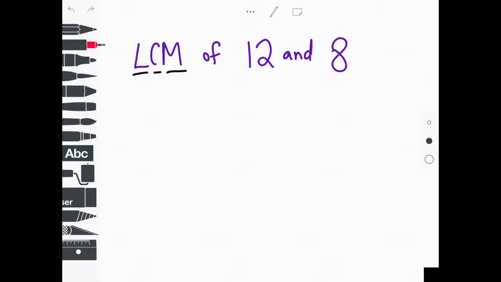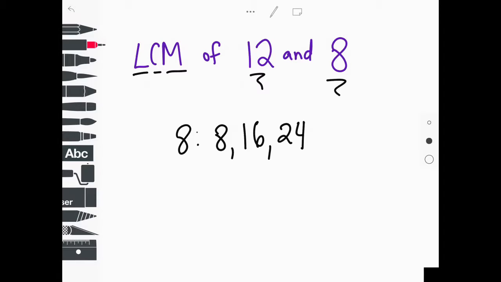So we need to see what the multiples of 12 and 8 are. I'm going to start by listing my multiples of 8. 8 plus 8 more is 16. 8 more is 24. And I'm actually going to stop there because 24 looks familiar to me. I know that 12 times 2 is 24. So I had that hint that, oh hey, I can just move on to 12 since I recognized a multiple of 12 in with the multiples of 8.